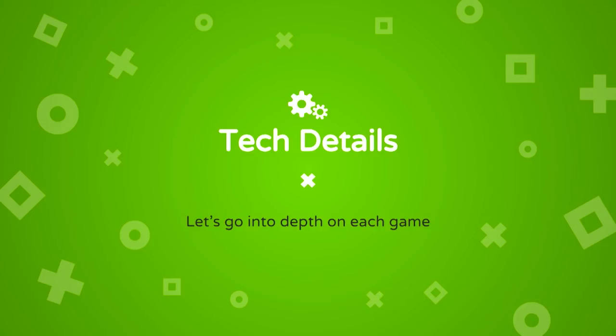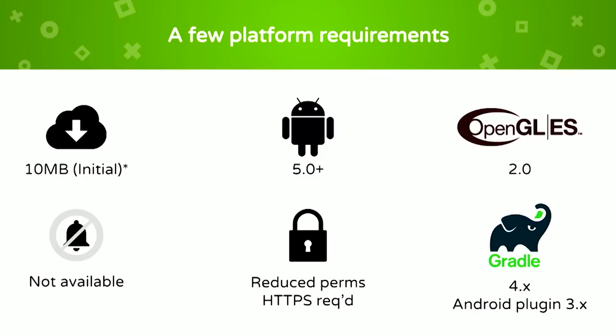So let's see how each of these were done. Go into depth here a little bit. But first, let's talk some about the requirements of being on the Google Play Instant platform. So the most significant thing that you're going to have to deal with is that 10 meg initial APK limit. So it can also be the hardest to overcome, right? Which is why it's so important to focus on the absolute core gameplay experience that really captures what the essence of the game is.